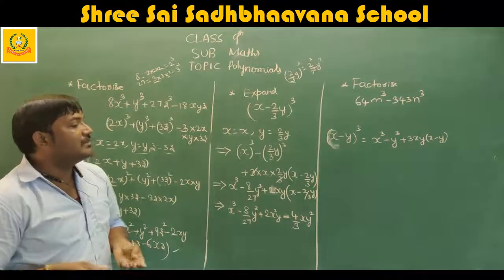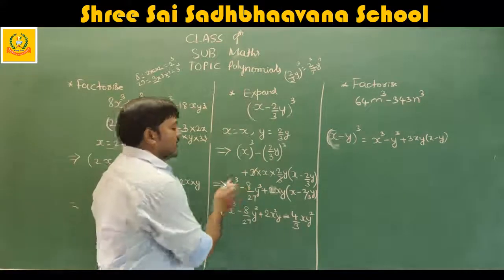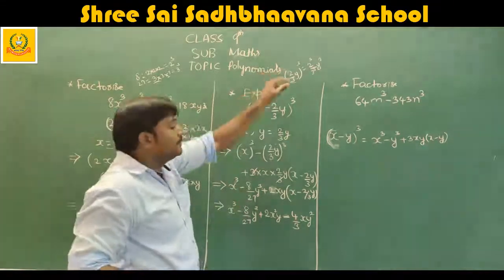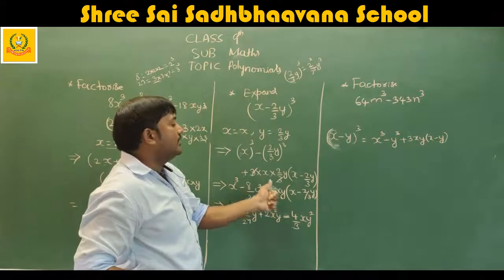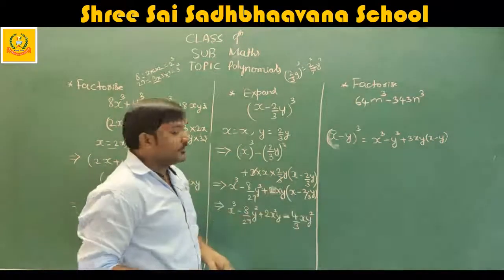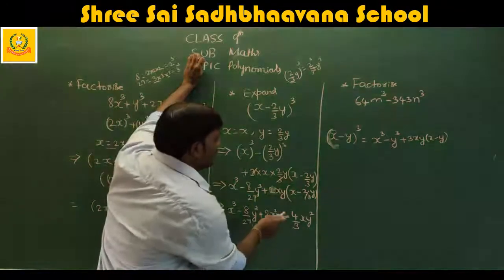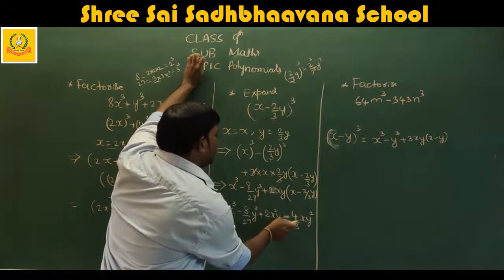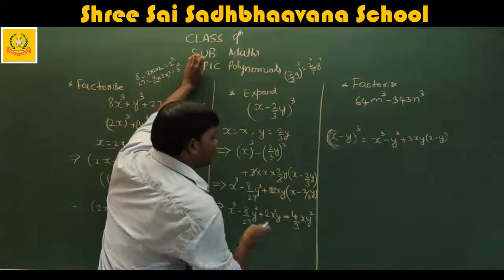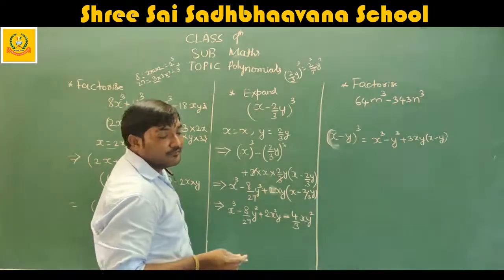So 2 cube is 8, 3 cube is 27, y cube is y cube itself. So write it, and I explained here clearly. And 2xy, because 3 will get cancelled, we will be left with 2xy into (x minus 2 by 3y). So multiply 2xy inside: 2xy into x is 2x square y, and 2xy into minus 2 by 3y. So first, as I said, first write down the symbols so that you will not get confused.